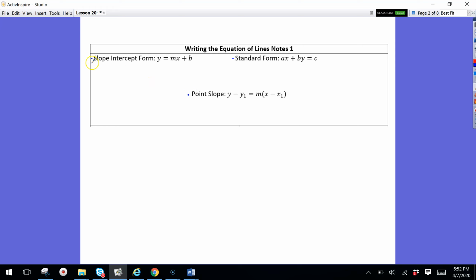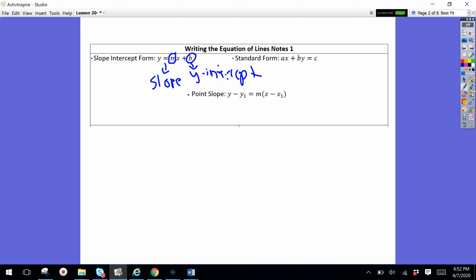The first way I can write a line is in slope-intercept form, and this basically means that I have a slope, which in this case would be my m, and I have my b, which is my y-intercept. That was a little spotty, so let me go ahead and fix that. So y-int, let's just put int dot.